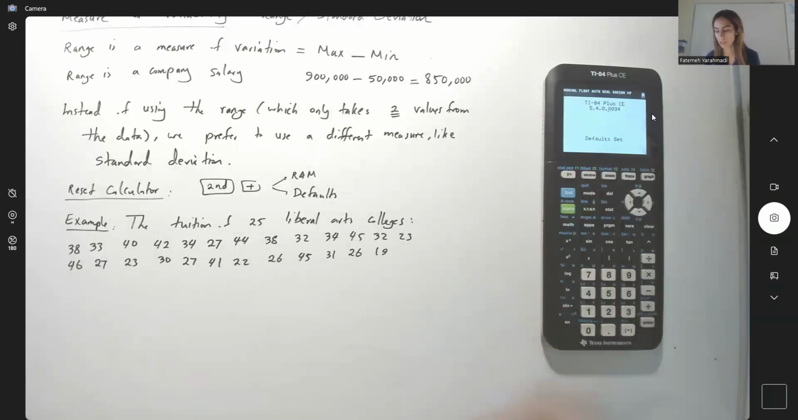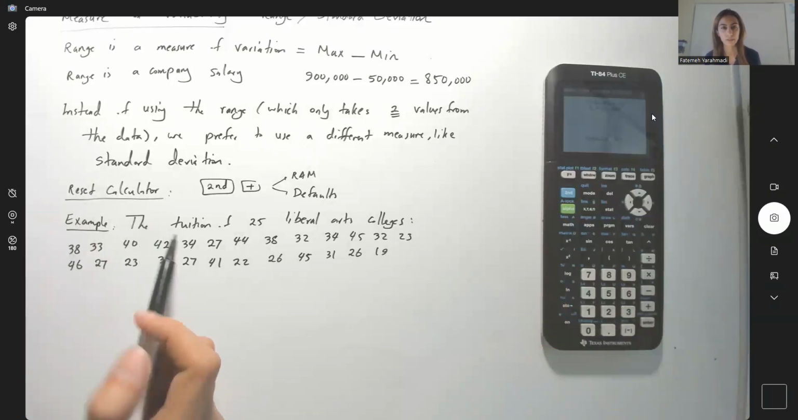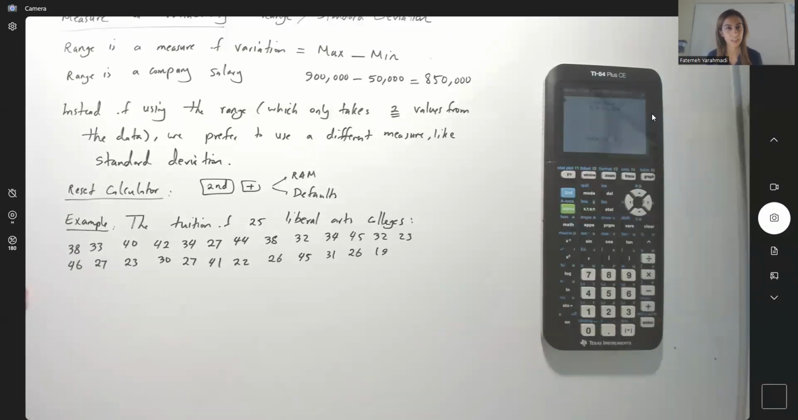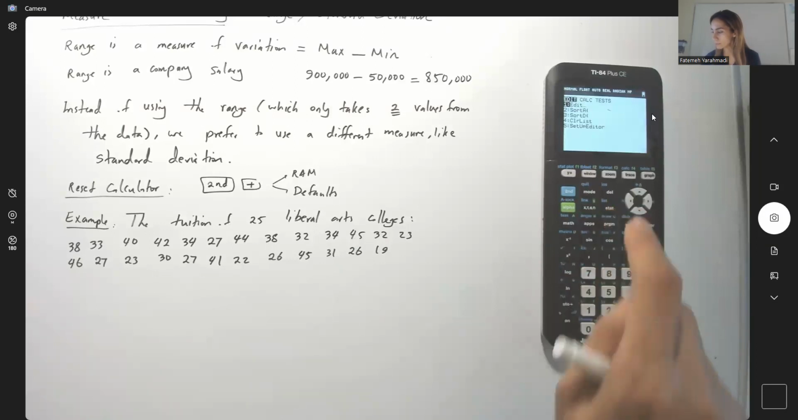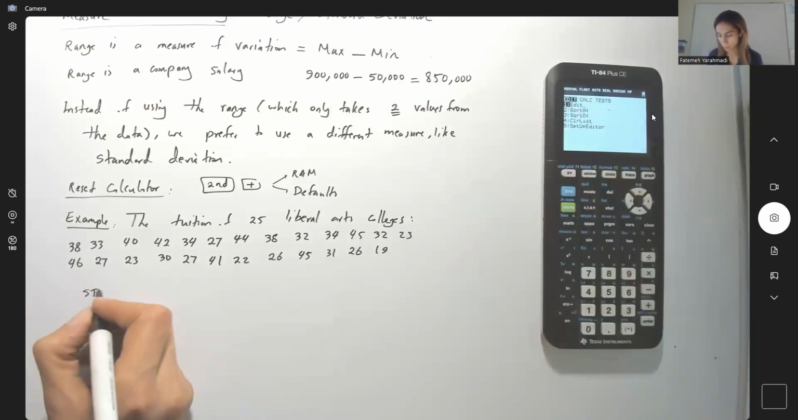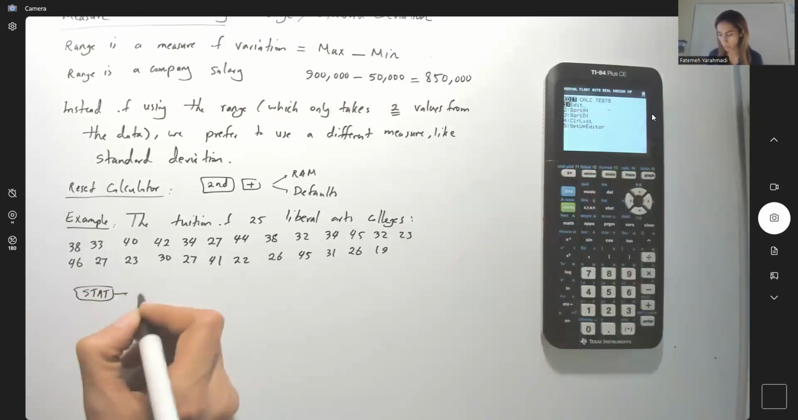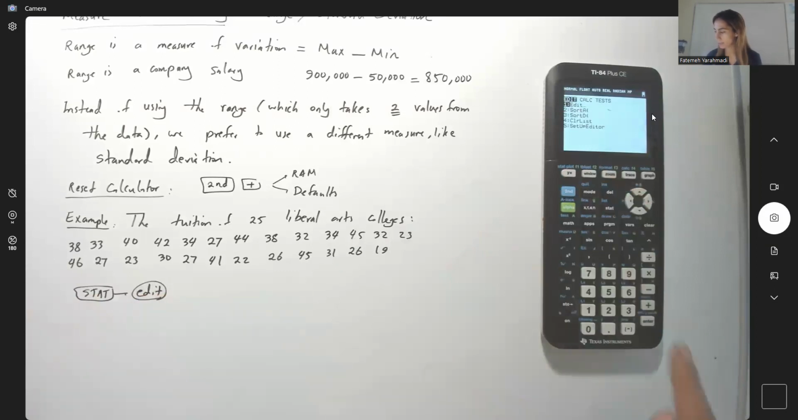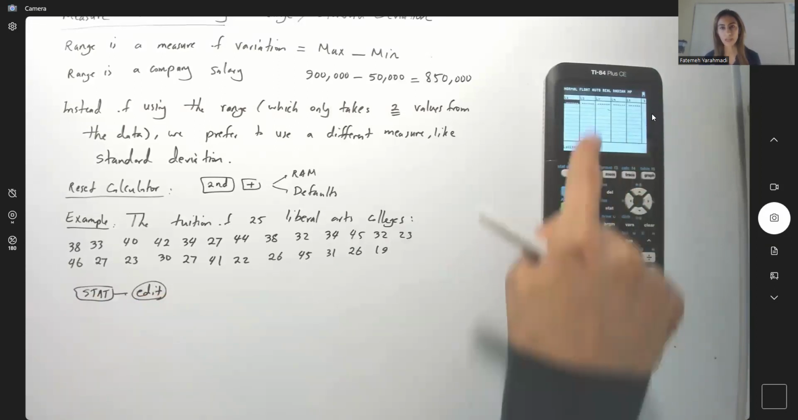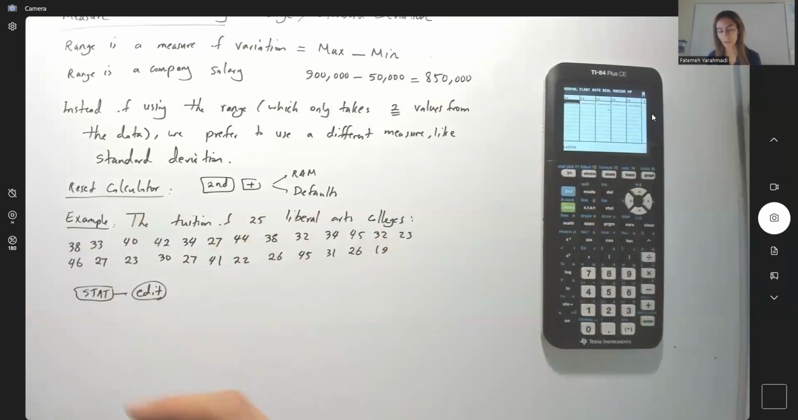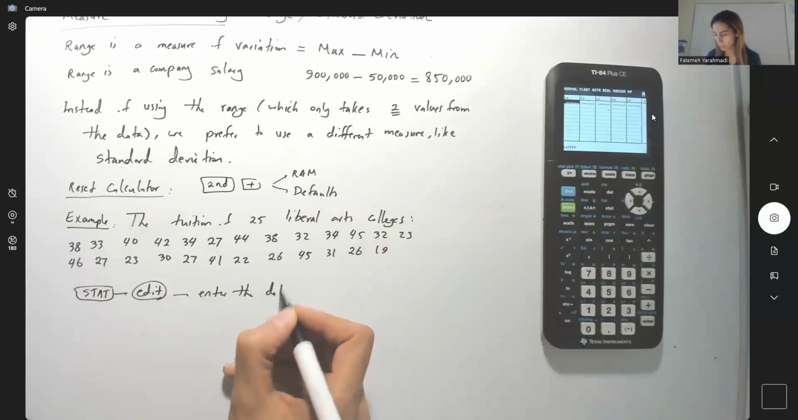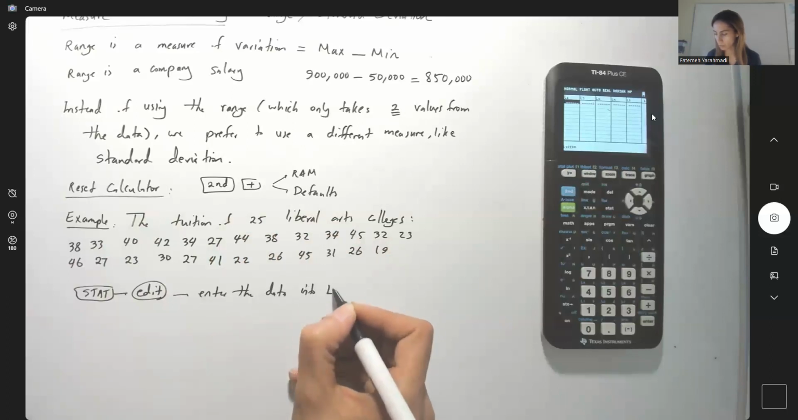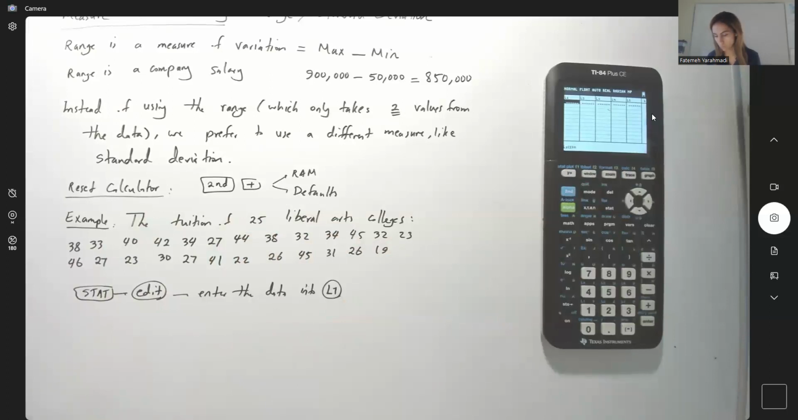We're going to use our calculator. We already reset the calculator, so there is no extra data in it. What you're going to do is select stat and edit. So stat, make sure you have the edit option, and enter. In L1, enter all of these numerical values. Enter the data into column L1. So I have 38. Very good.